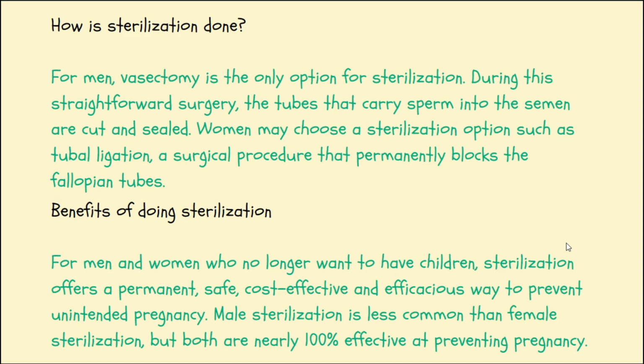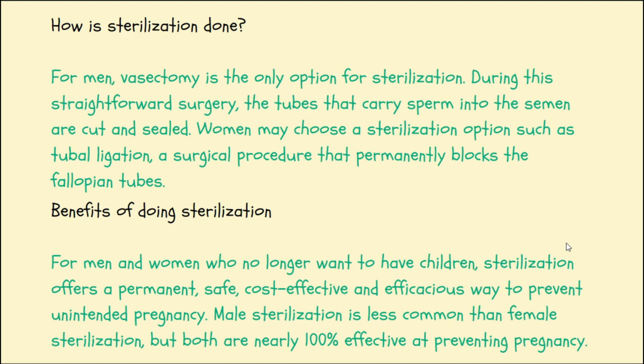Next is sterilization. So, what is sterilization? Sterilization is a permanent method of birth control. Sterilization procedures for women are called tubal sterilization or female sterilization. The procedure for men is called vasectomy. Sterilization is considered a safe procedure with few complications.